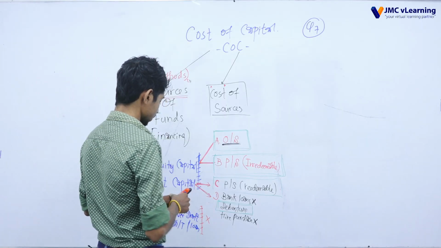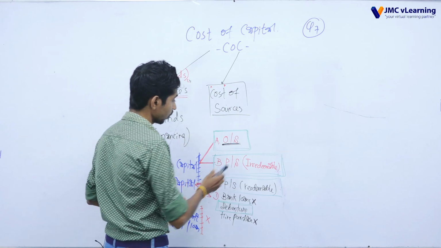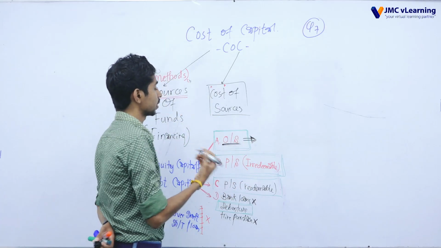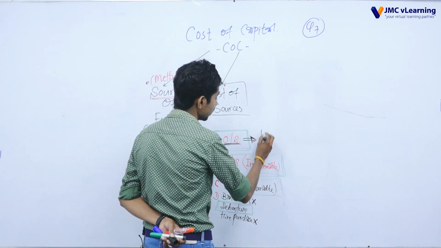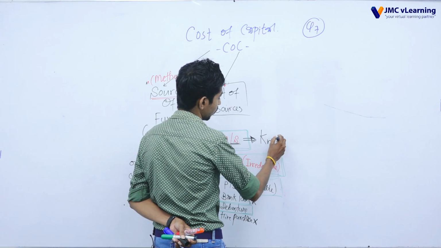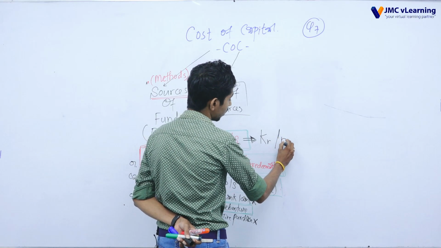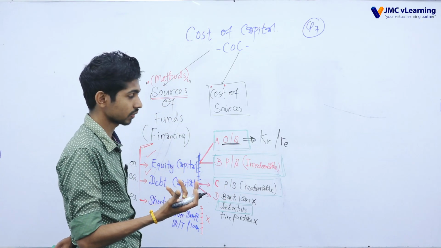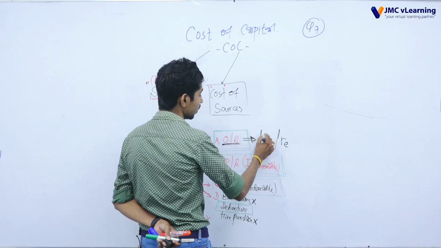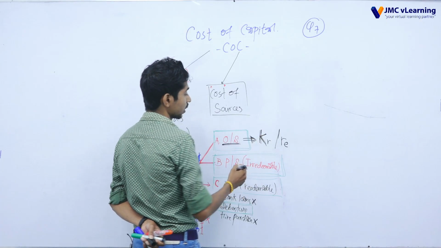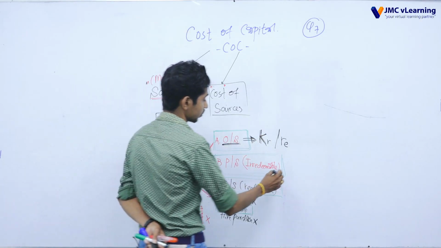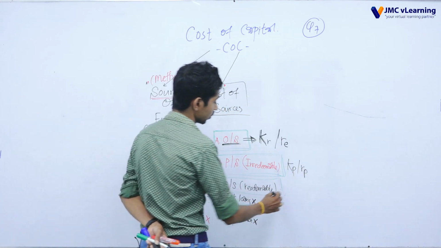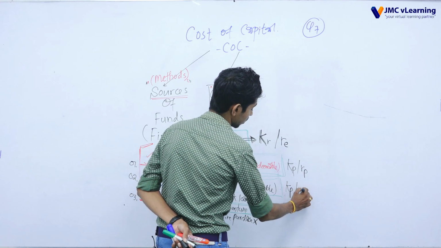Then cost. If it is cost, then we have to mention how to identify the ordinary shares cost. Normally we can say Ke or Re. I will explain later. This is the mind map overview of our discussion. Then I will explain why we are taking Ke, Re likewise. Here, Kp or Rp. Here also, Kp, Rp.